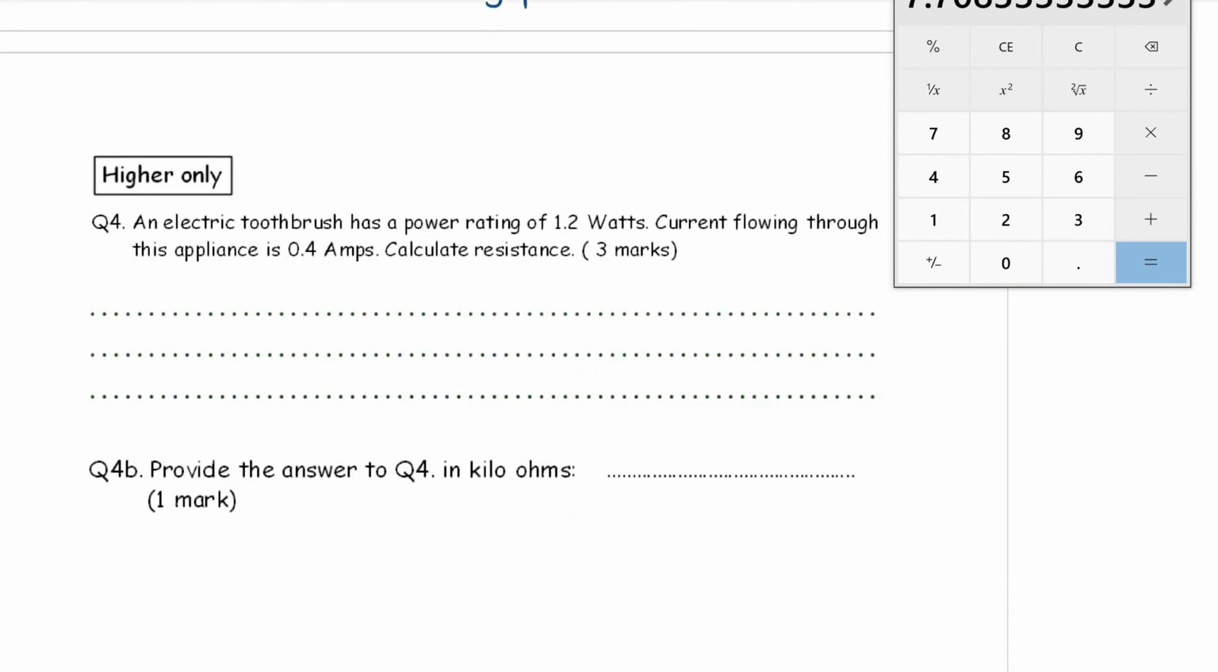Question 4, electric toothbrush has a power rating. Again, get your highlighter out, 1.2 watts. Current flowing is 0.4 amps. Calculate the resistance. You can do that. Provide the answer to question 4 in kilo ohms.